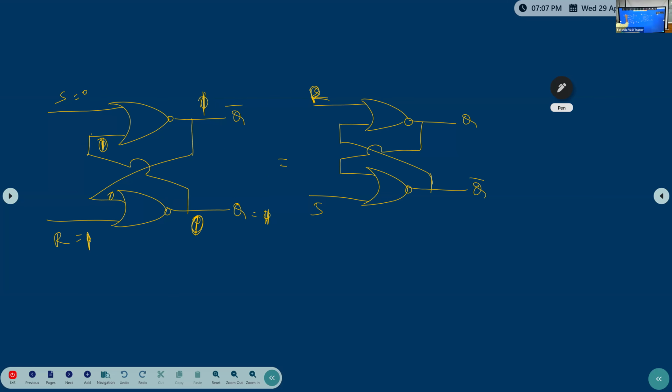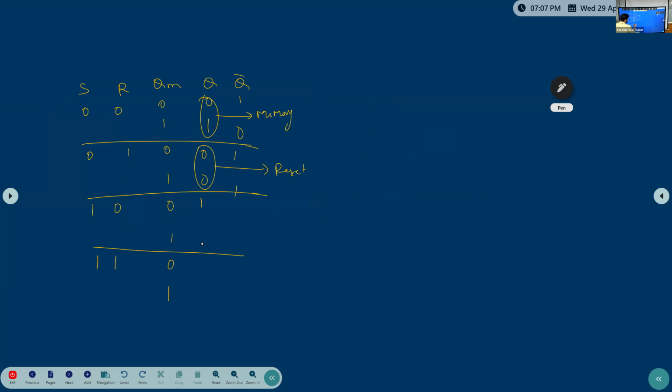So next to 1 0. So this will become 1, this will become 0. When any one of the input is high, output will be low. So this is 0, this 0 will come here, 0 0. So this becomes 1. So whether your Q is 0 or 1, memory is 0 or 1. So if S equal to 1, the output will be 1. This case is called set case.